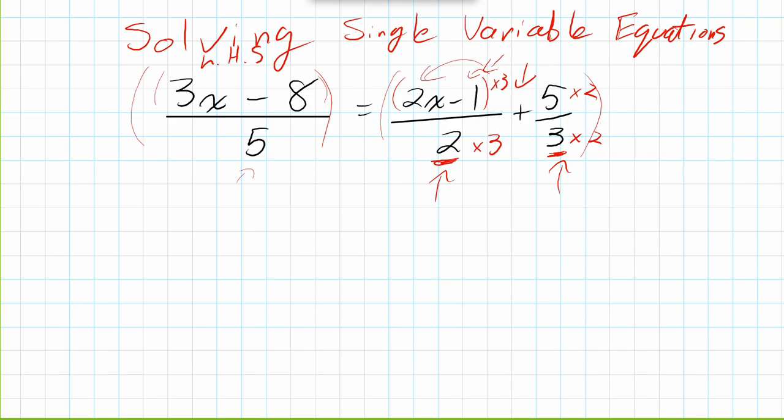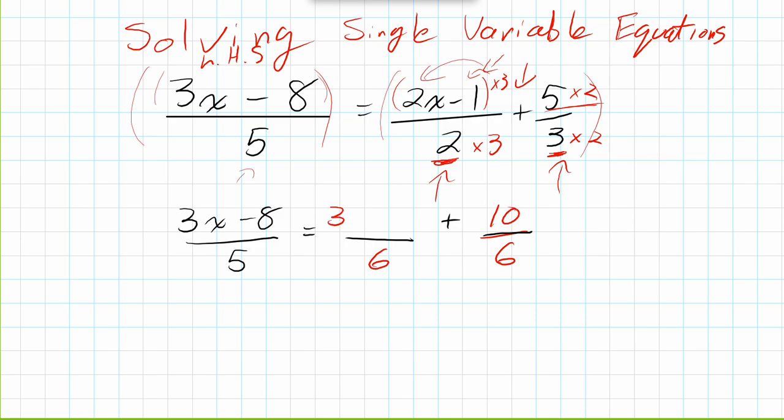So the left-hand side's not going to change. It's going to be 3x minus 8 over 5 is equal to. Over here, we get tricky. Now, the denominator, like we said, 2 times 3 is going to be 6. And the other one is also going to be 6, the denominator, and still going to be a plus. On top, 5 times 2 is 10. That works out nice. This part I'm going to leave because I'm going to do this in a little more detail because I know this part might be a bit tricky.